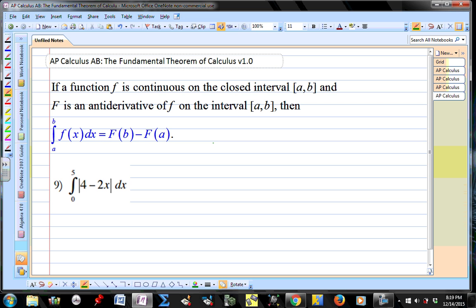We're talking about integrating the absolute value of 4 minus 2x. Whenever you see absolute value, whether we're differentiating or integrating, it's really a good idea just to sketch a graph. So we're going to do two graphs here. I'll show you how to sketch an absolute value function graph if you're not sure.